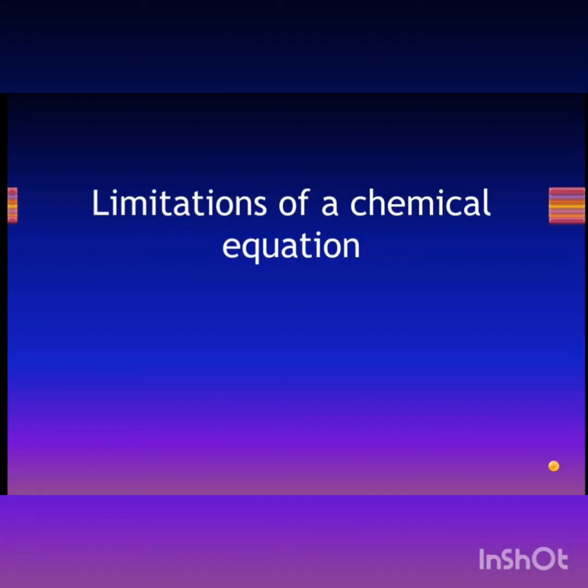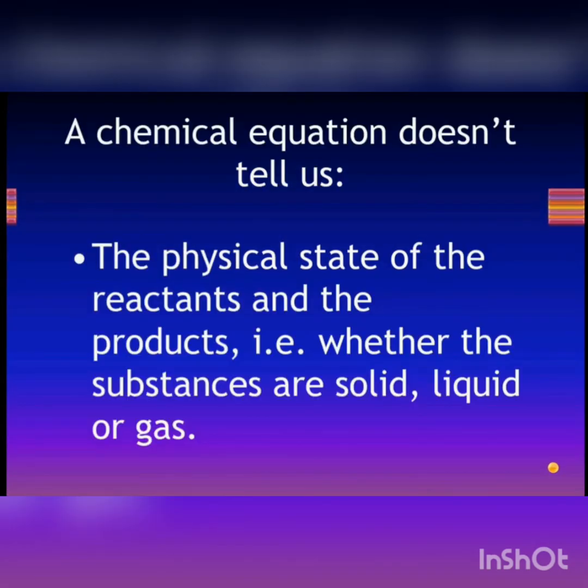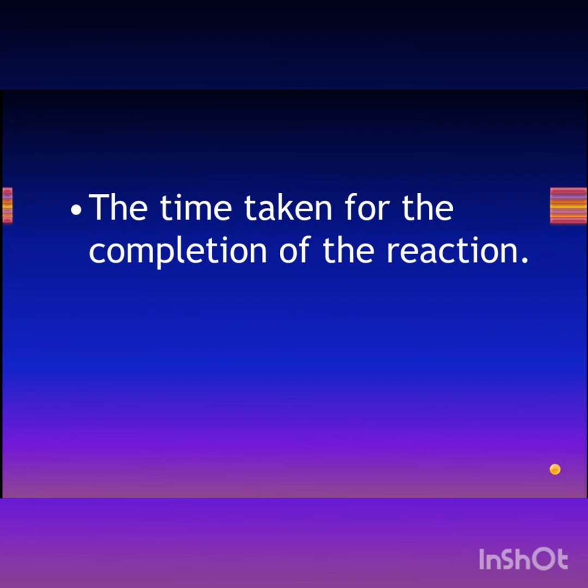Now let us see some limitations of chemical equations. A chemical equation does not tell us the physical state of the reactants and the products, that is whether the substances are solid, liquid or gases. Some equations do mention it, but most often you will see equations which do not give you this information on the physical state of matter. The time taken for the completion of a reaction is also not mentioned in a chemical reaction.